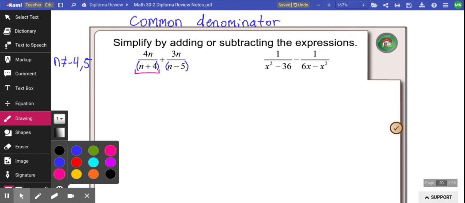That means the second fraction needs that entire package. So we need to multiply the denominator by that entire n plus 4. You don't just add 4 or multiply by 4. It's the entire binomial. And what you do to the bottom of a fraction, you always do to the top of a fraction.